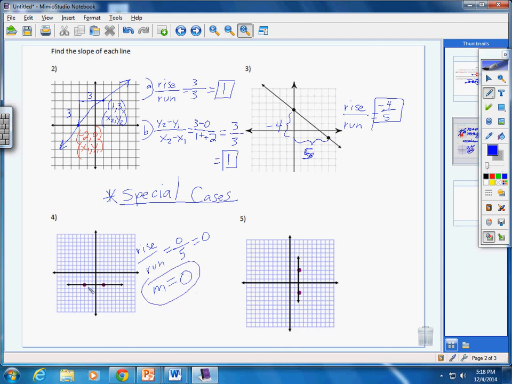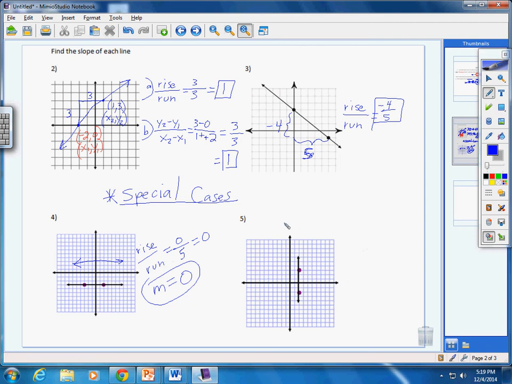M equals 0. It should be easy to remember because if you're walking on flat ground, you're not going up or down. So you're not going positively climbing up, and you're not going negatively walking down. You're walking on a path that has zero steepness. That is a special case. Anytime you see a horizontal line, your slope is going to be 0. So if you see one, you don't even have to do your calculations. You can just know, that's flat, my slope is 0.